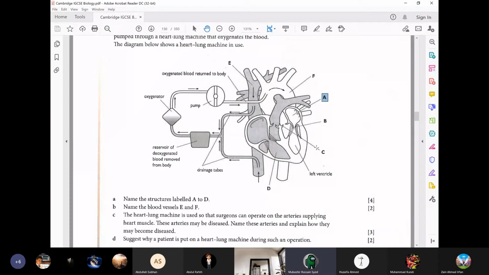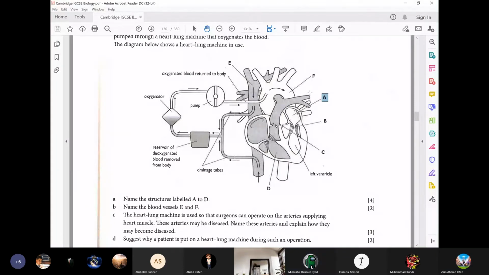Right, boys? The left semilunar valve is called the aortic semilunar valve, because it is present in the aorta. All right. Then what is D? Right ventricle. Very good, right ventricle. What is E? Vena cava. Superior vena cava. Very good. It is the superior vena cava. And what is F? Aorta. Very good. F is aorta.